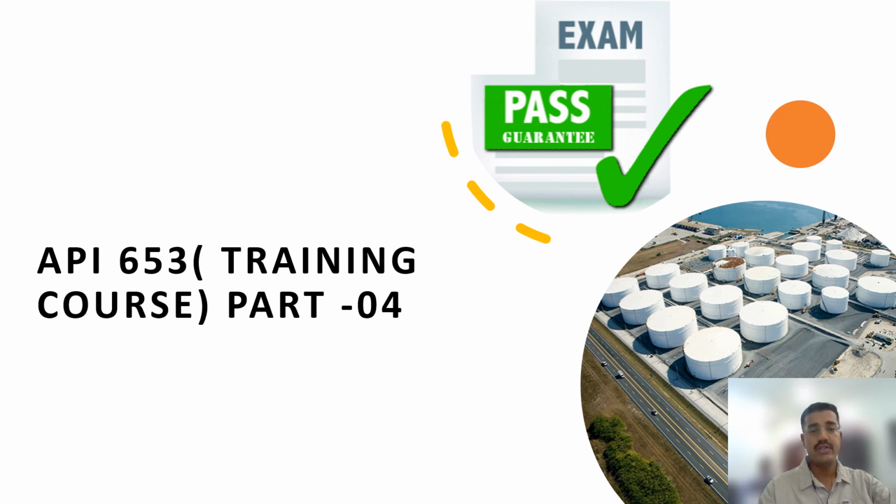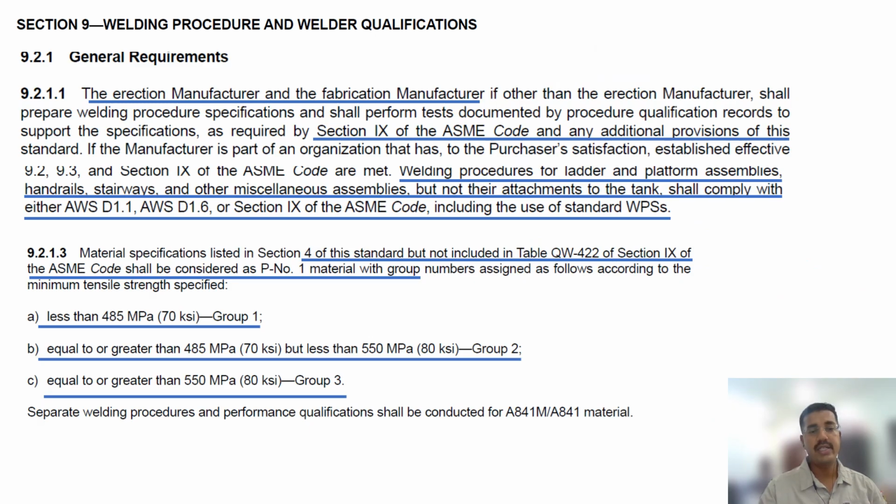So let's start, friends, API 653 training course part 4. In the last parts we have already covered up to section 8, and in section 9 we will go through a few annexures. By this we will complete API 650.